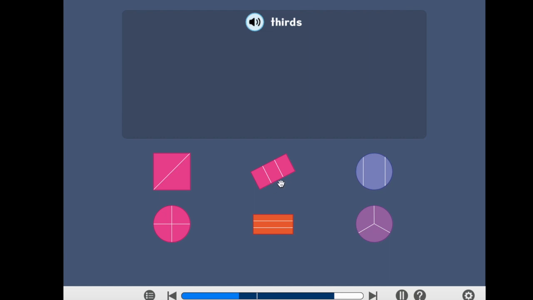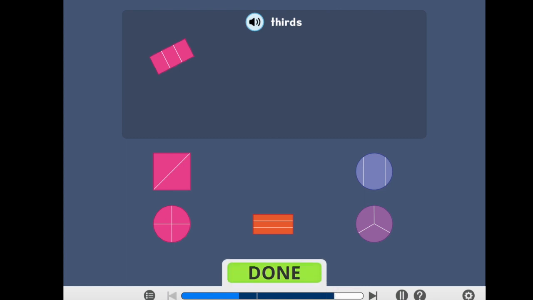Does this piece have 3 equal parts? Yep, there it goes. This one can't be thirds. Even though it has 3 parts, they are not equal, so it's not thirds.